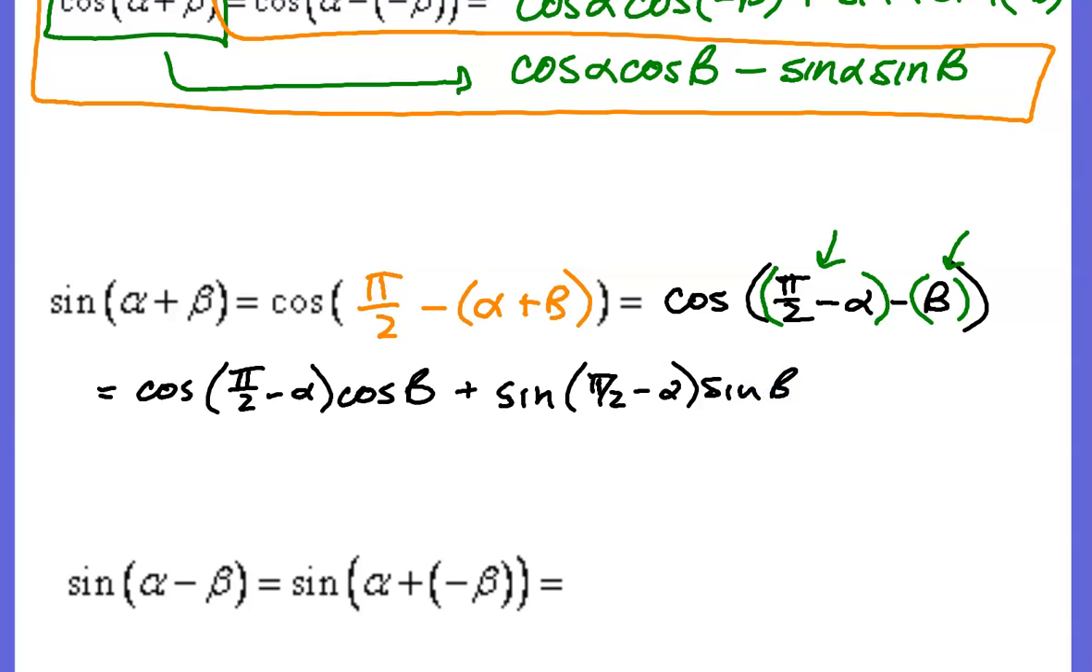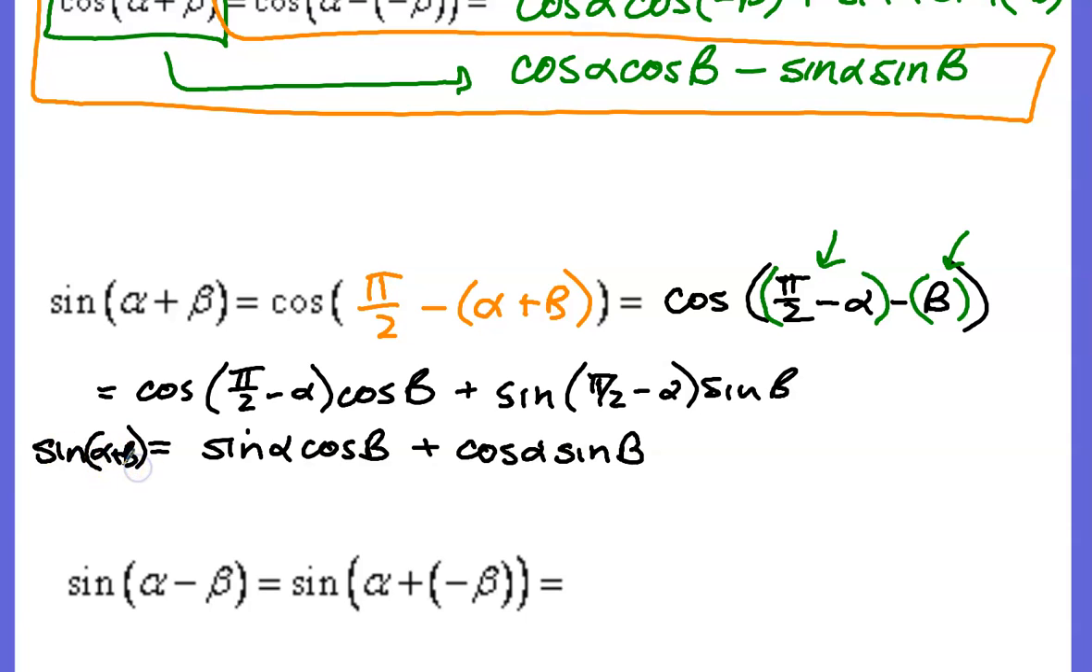Now we have some cleaning up to do. Cos of pi over 2 minus alpha. Remember, this is a cofunction, so this is really just sine. This sine of pi over 2 minus alpha is the same as cos alpha. And there you have it, guys. This is your formula for the sine sum.